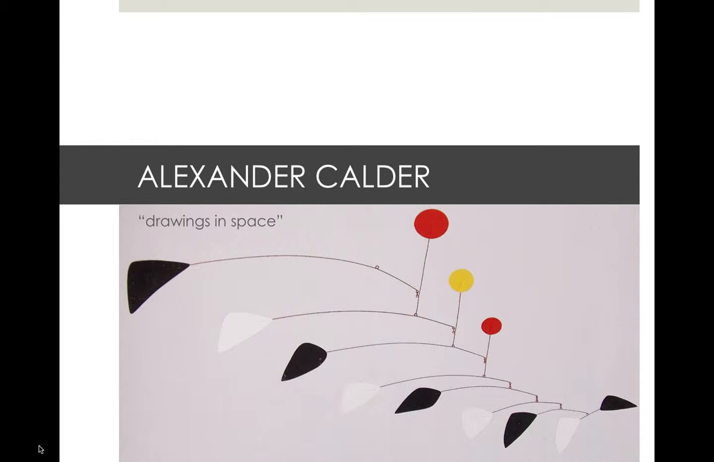Alright class, this is going to be our next project. We're going to focus on an artist named Alexander Calder, who's known as the artist that did drawings in space. And this piece right here that we're looking at is called Three Discs in the Air.